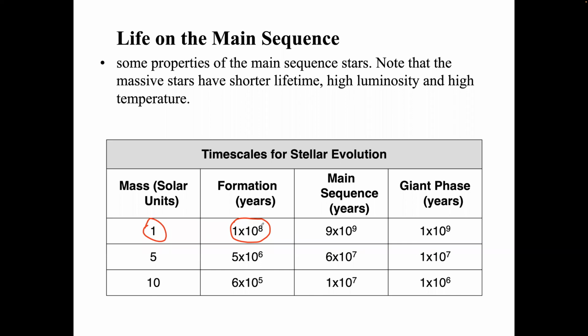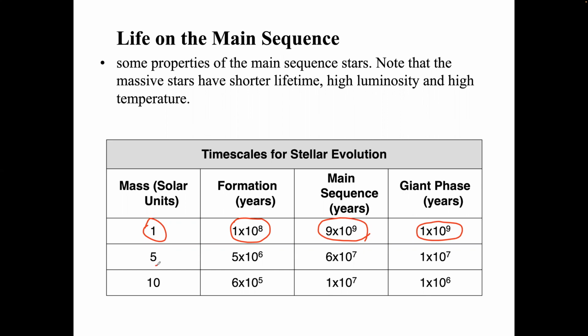And then once the star is formed and enters the main sequence, this star will spend around 9 times 10 to the power 9 years in the main sequence. And after that, it will move on to the giant phase. So that is the top right-hand corner of that HR diagram. So that will be again 1 times 10 to the power 9 years spent on that giant phase.